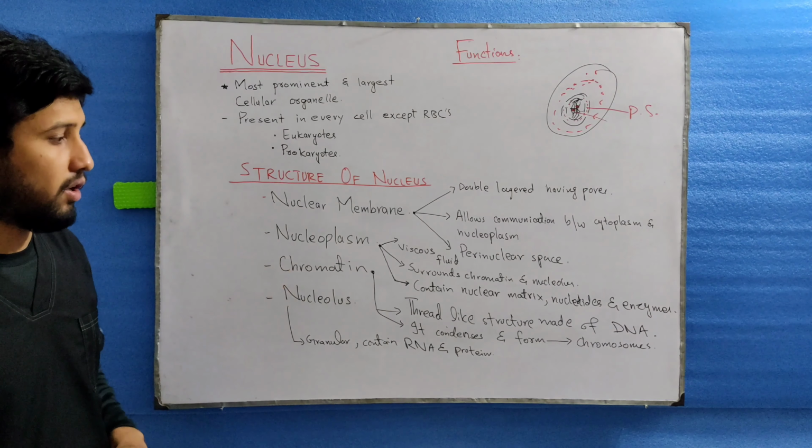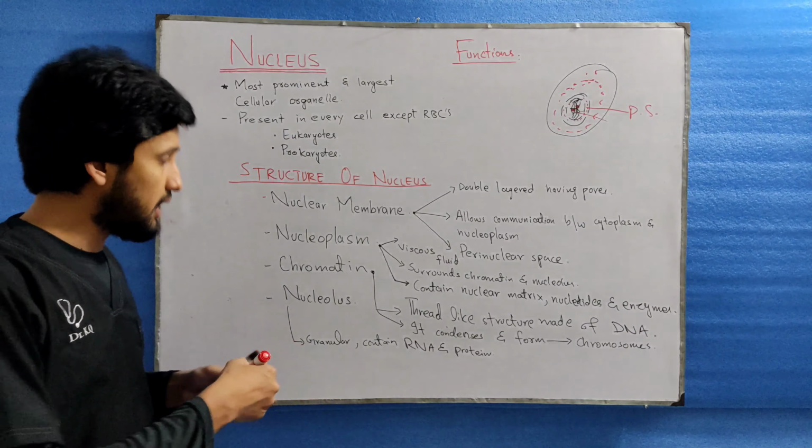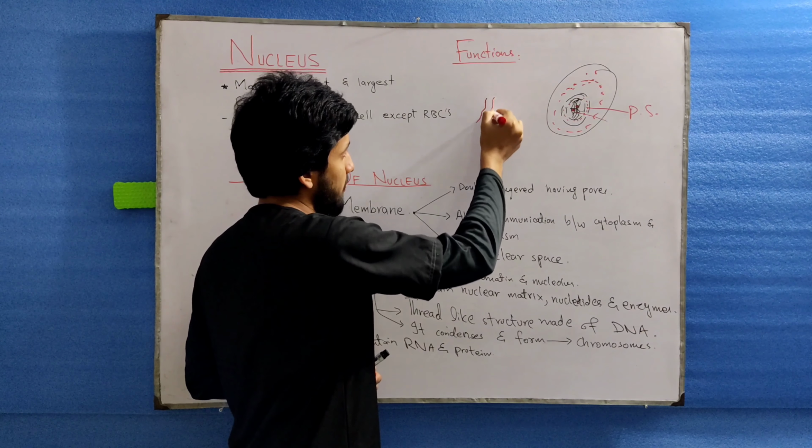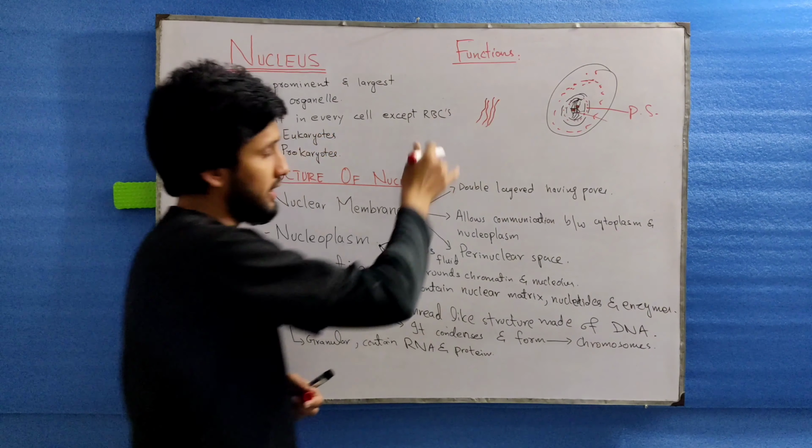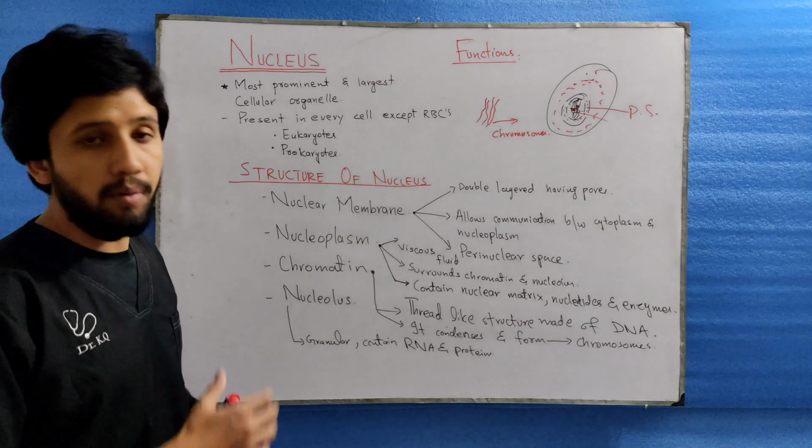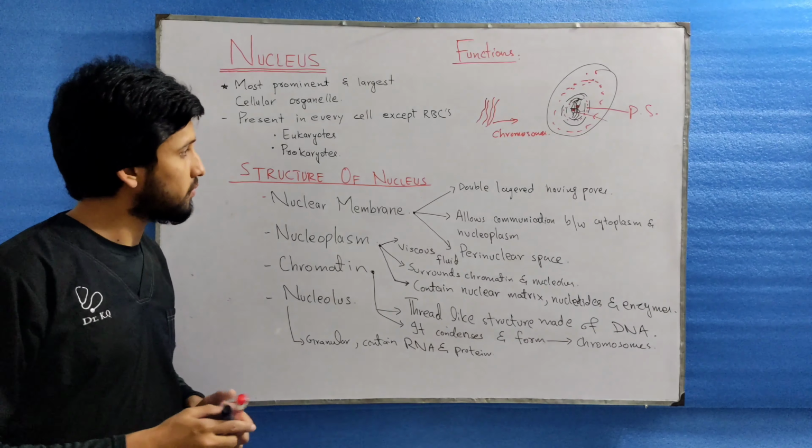The next one is chromatin. Chromatin is a thread-like material, a thread-like structure. When it condenses, it changes into chromosomes. These chromosomes are rod-shaped structures. What are chromosomes? Chromosomes are material made up of DNA, and they are involved in the hereditary process, that is transferring characters from one generation to the next.